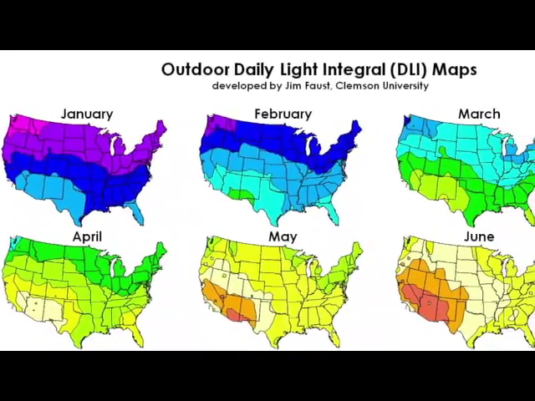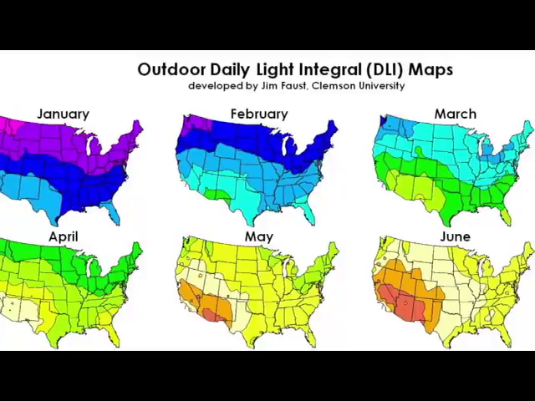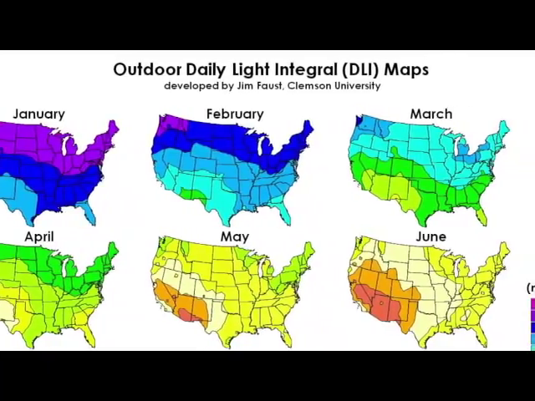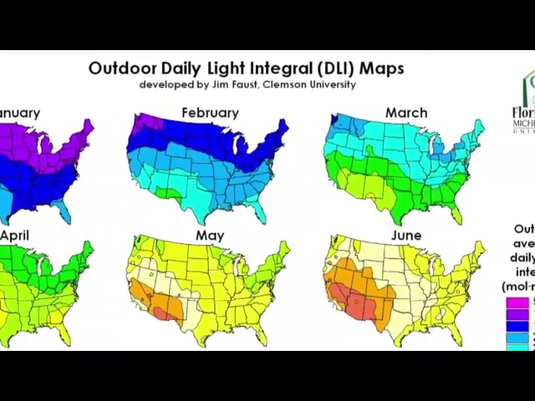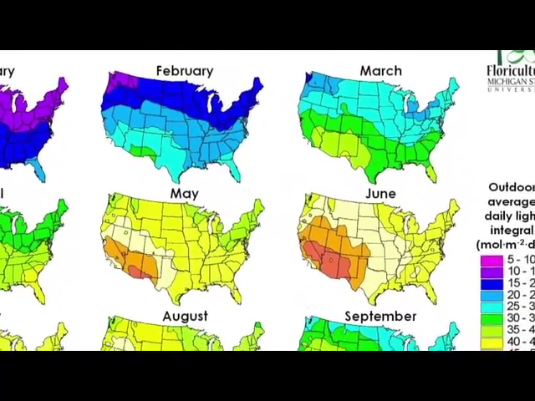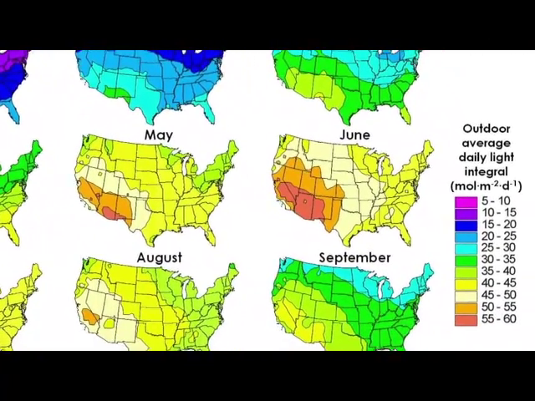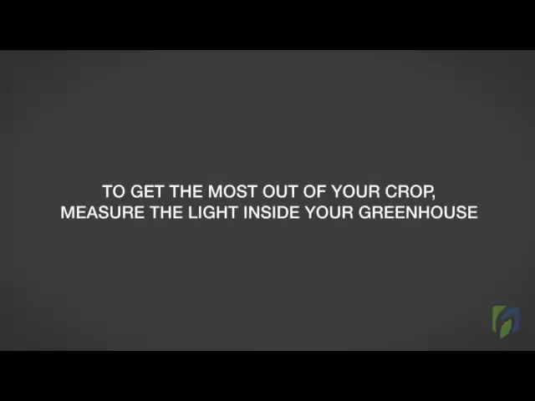At this time of the year, the outdoor DLI can range from 5 to 30 moles of light per square meter per day. The light values can be even lower inside the greenhouse, from 1 to 5 moles. To get the most from your crop, measure the light inside your greenhouse.